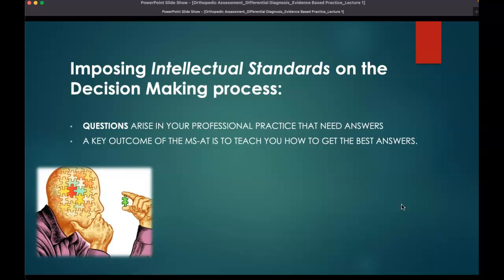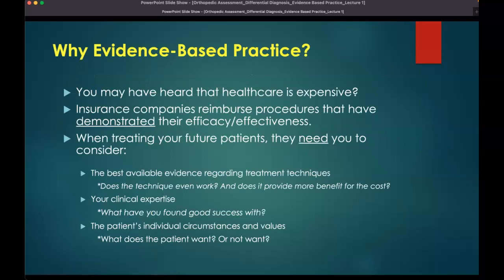And I think that's really one of the things that sets this MSAT apart from a lot of other programs. We want you to be good clinicians, but we want you to also be good clinicians who have great patient outcomes, right? And so the only way to do that is to always be an evidence-based practitioner, to always be searching that research literature, right?